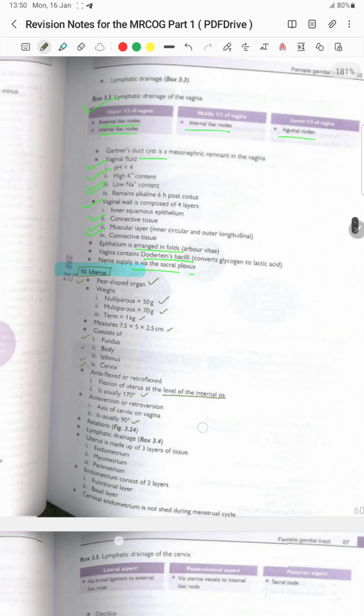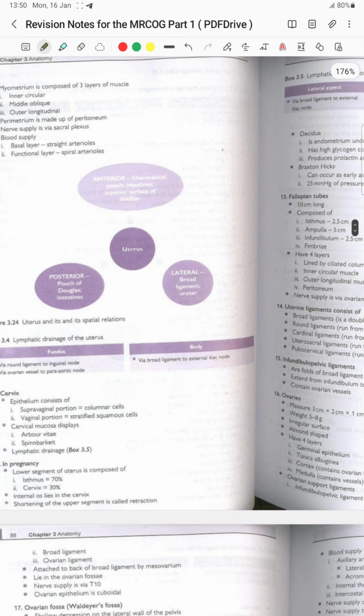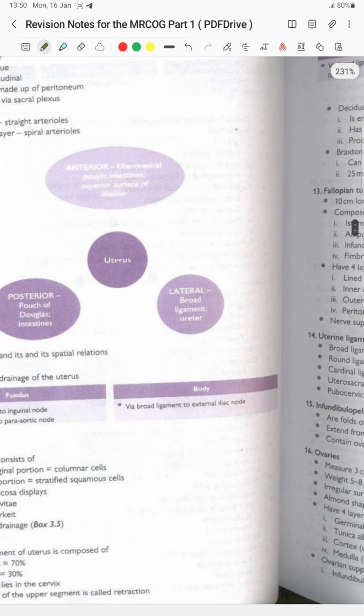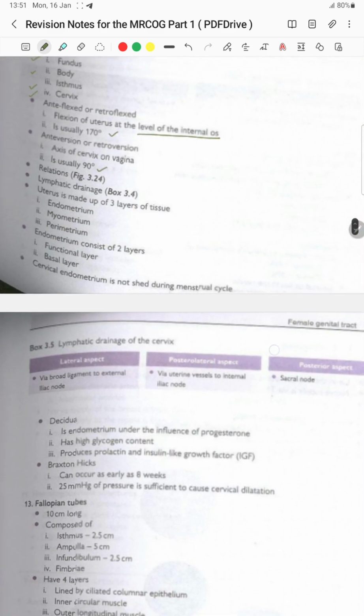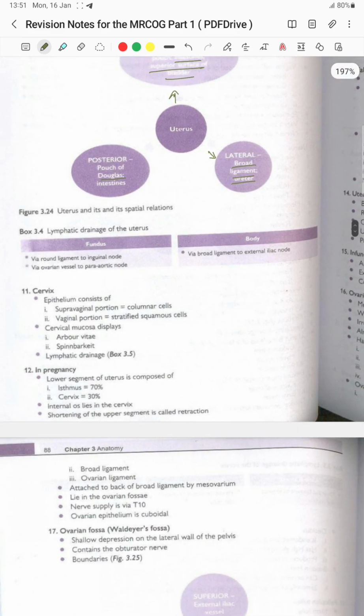Now let's see the relations of the uterus. On the anterior side of the uterus, there are the uterovesical pouch, the intestines, and the superior surface of the bladder. On the lateral side, there is the broad ligament and ureter, and on the posterior side, the pouch of Douglas and the intestines.